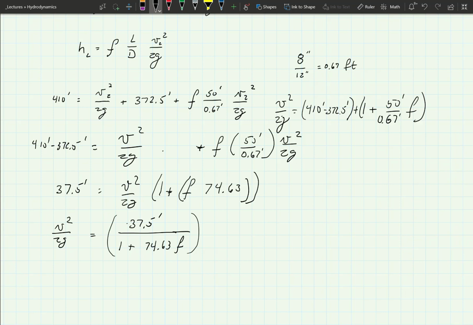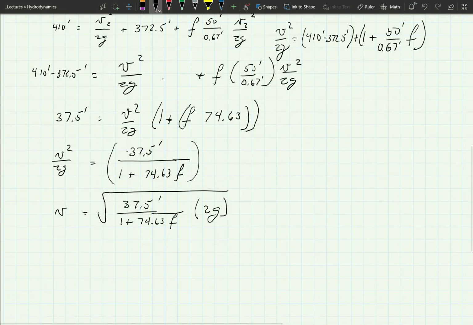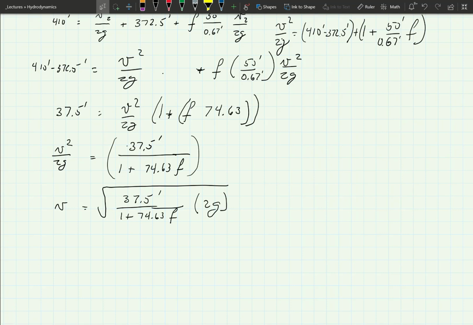Maybe it's Monday, and I'm just making this more complicated than necessary. All right, so we got V is equal to the square root of 375 feet over 1 plus 74.63 times friction, which we got to go find. And then we're multiplying that times 2g. So that'll be the equation we're going to solve for, but that's not the beginning or the end. Well, that's actually the beginning. Definitely not the end.